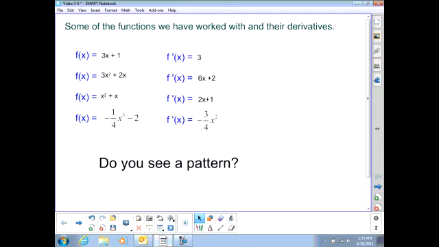So, derivatives of polynomial functions, there is a pattern that we don't have to use the definition of a derivative every time. Notice we have 3x plus 1, derivative was 3. 3x squared plus 2x, derivative was 6x plus 2. x squared plus x, we had 2x plus 1. Negative 1/4 x cubed minus 2 became negative 3/4 x squared. Can you find the pattern?